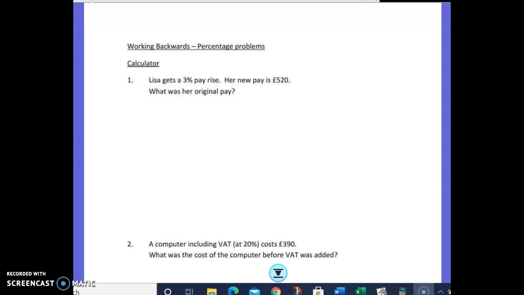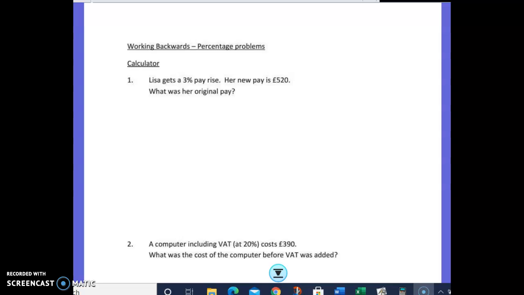Okay, the last part of percentages then is your working backwards problems. So this is the other main percentage question that you will get in the National 5 paper. So you can get compound interest, appreciation, depreciation type questions, and these backwards percentage questions are the two main ones that come up in the National 5 papers.